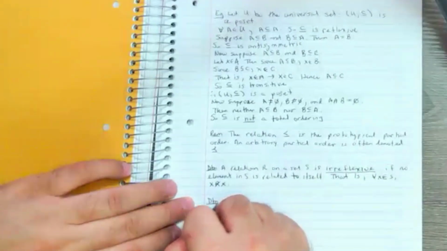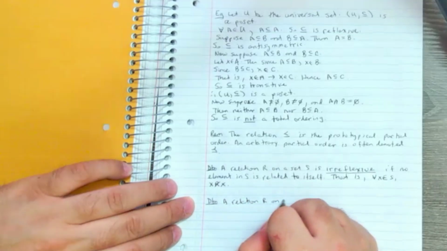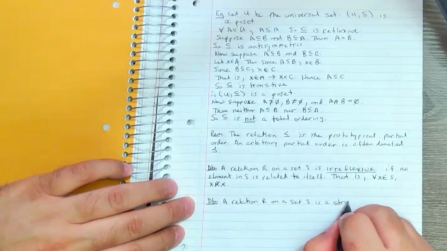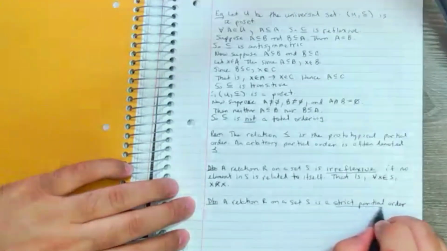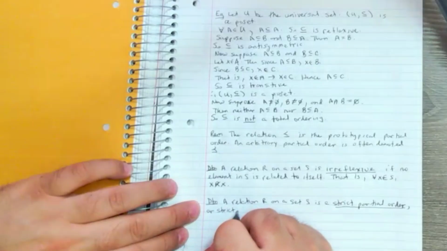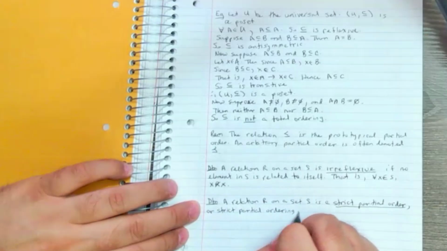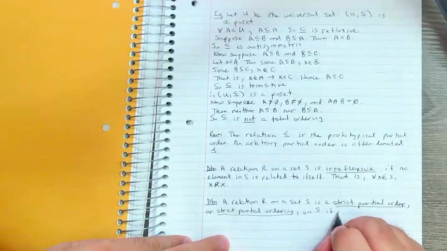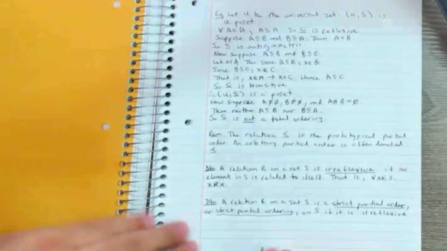So new definition, a relation R on a set S is a strict partial order, or we may say a strict partial ordering, on the set S if it is irreflexive and transitive.